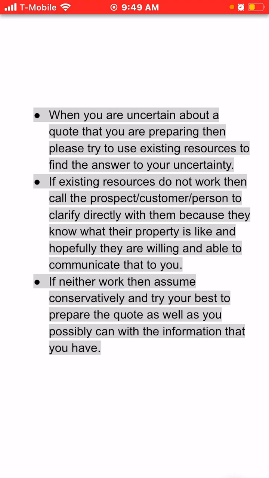Try to find out the information you need by looking at the internet. There's a good chance you can find what you need. Look at different angles of the satellite image, for instance, 2D, 3D. Try to span around the house. Look at other websites if needed. If none of that works, then contact the person. They probably will know. And if neither of those work, then assume really conservatively and try to prepare the quote as well as you can.